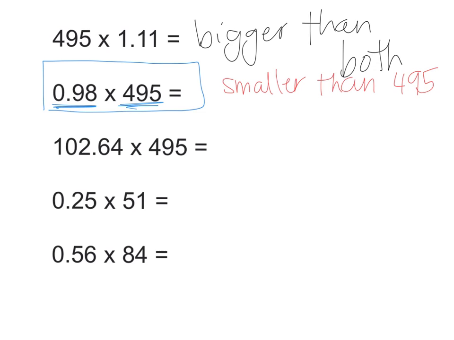Okay, what if we think about it the other way around? I'm making 495 copies of 98 hundredths. So is it going to be bigger or smaller than 98 hundredths? Right, because I'm copying it 495 times. So this product we know is going to be smaller than the factor of 495, but bigger than the factor of what? 98 hundredths.